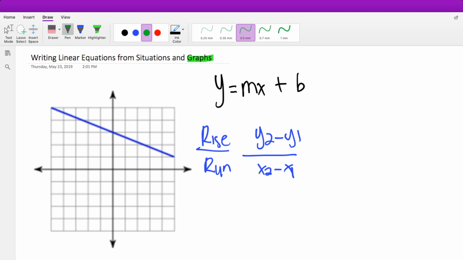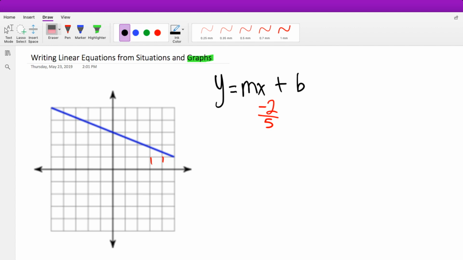Let's find two perfect points. Here's a perfect point, and out here, there's a perfect point as well. Let's see what our slope is. We go -1, -2, and then over 1, 2, 3, 4, and 5. So our slope looks like it's -2 over 5. Okay, let's delete all this other extra stuff.